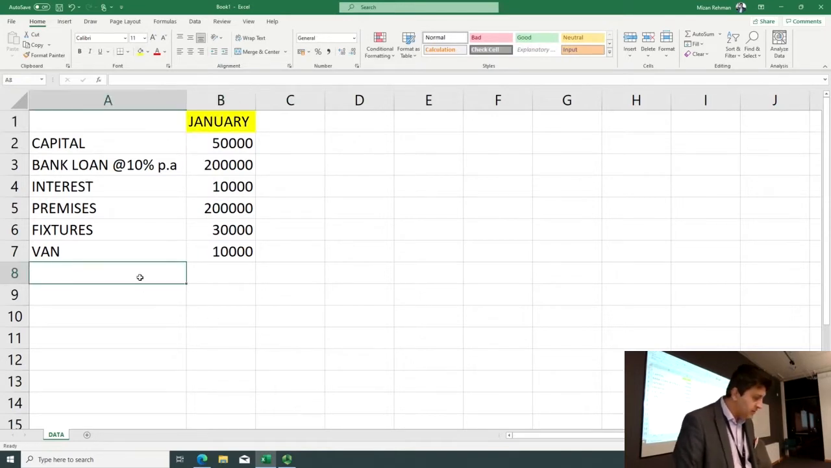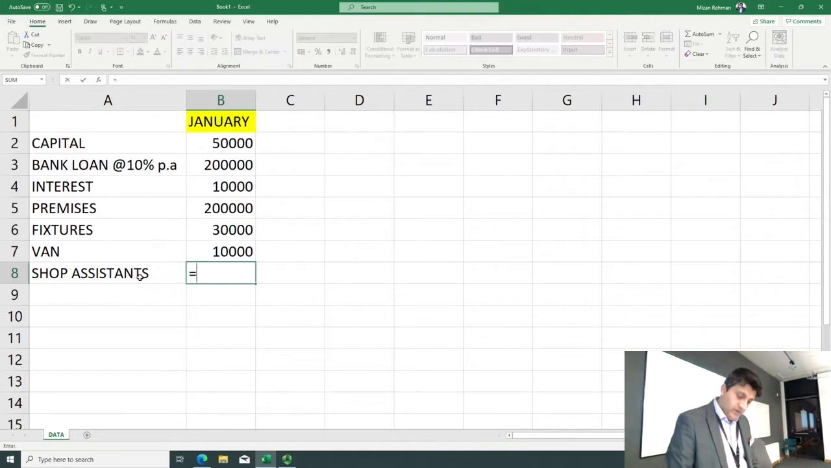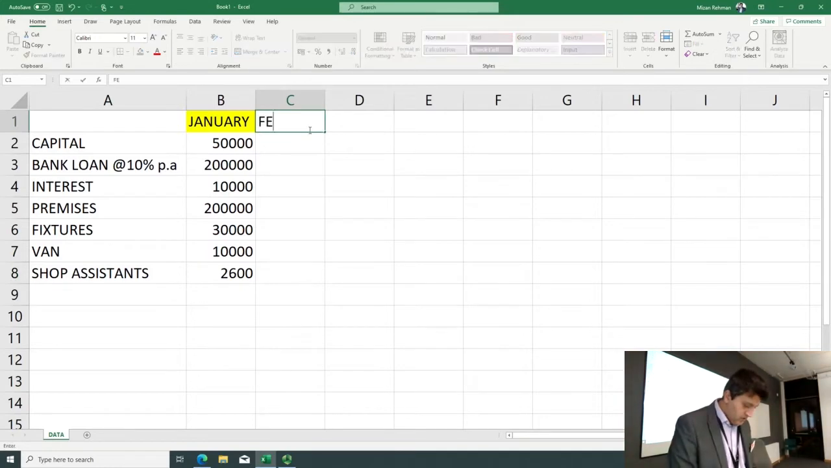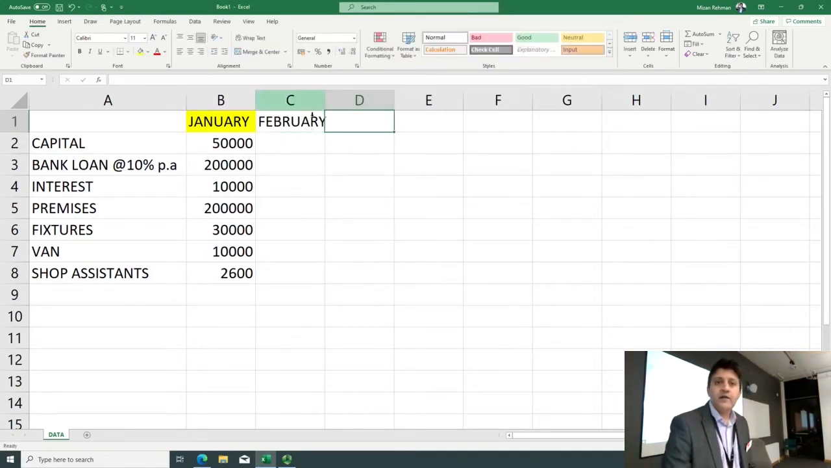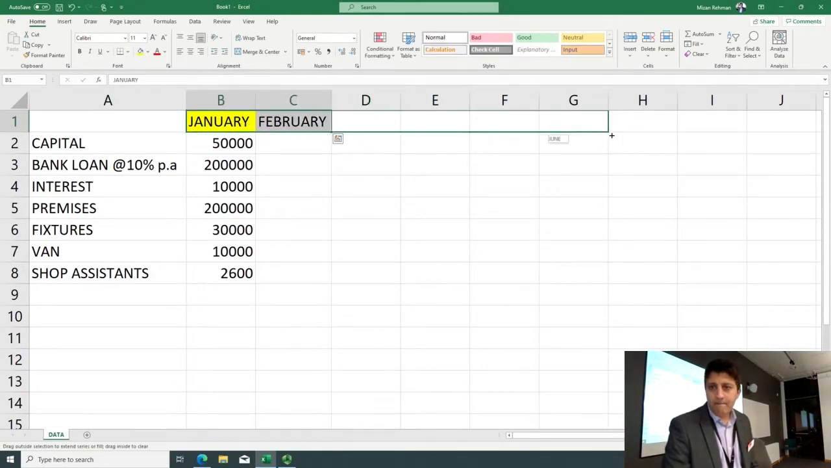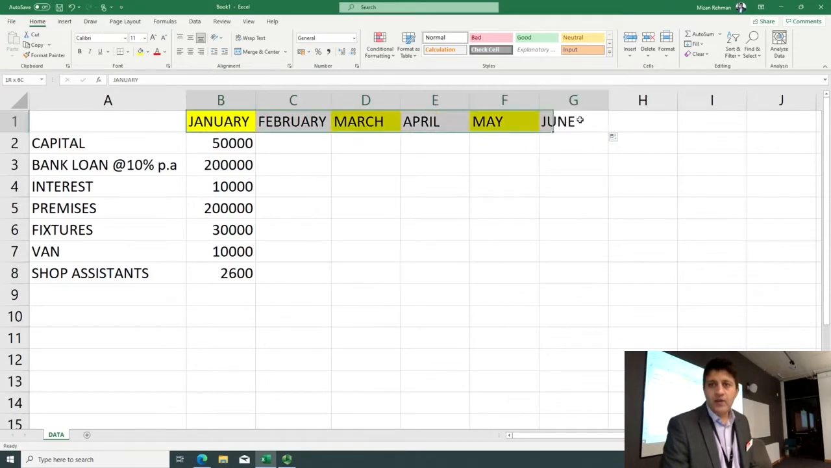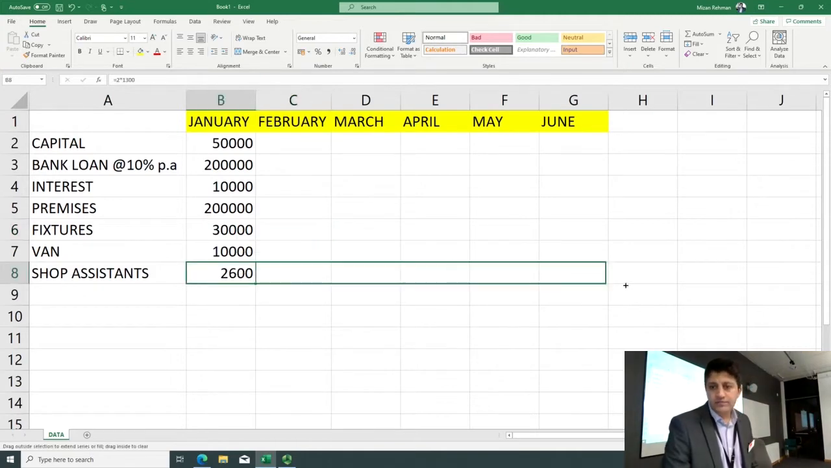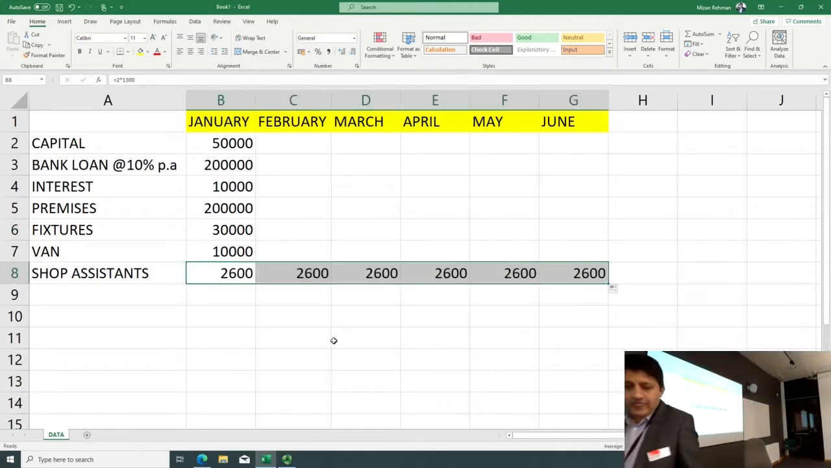So then comes our shop assistants, and we have 2 times 1,300. She will be paying them every month, so we should cover our 6-month time period. There we go. Water pattern. And I will autofill it for the rest of the months.